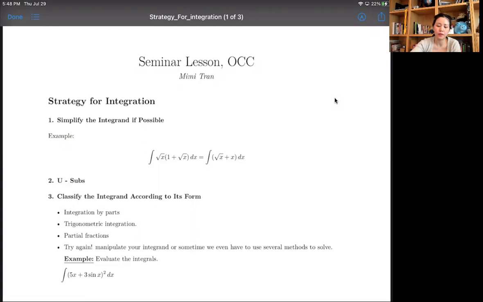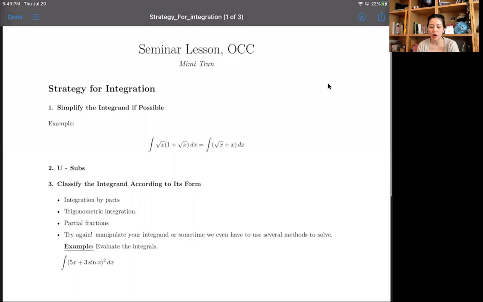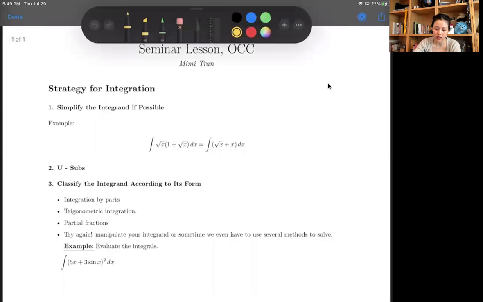Okay, so if you're given an integral expression and you are asked to evaluate it, there are many possibilities to solve it, right? For example, the first case is, if I were you, I would look into a simplification of my integrand. So simplify the integrand if possible. Step one is you simplify it if possible.